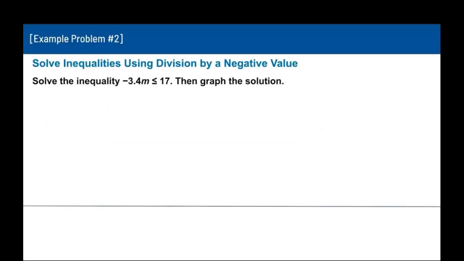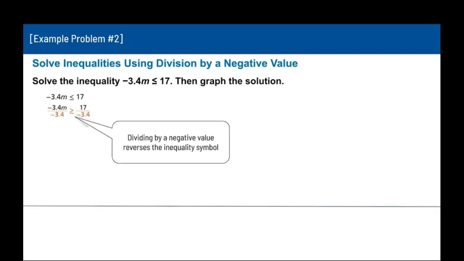Now we're going to take a look at using division by a negative value. So we're going to solve the inequality negative 3.4m is less than or equal to 17. Then we'll graph the solution. So we have our equation, and we only have to do one step. That is divide by negative 3.4.